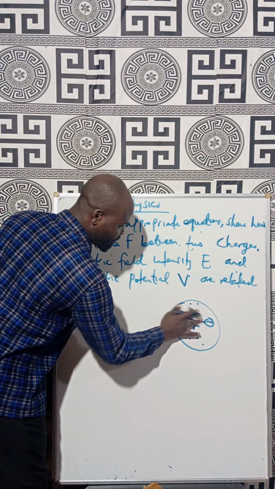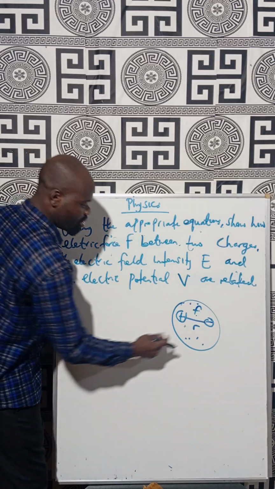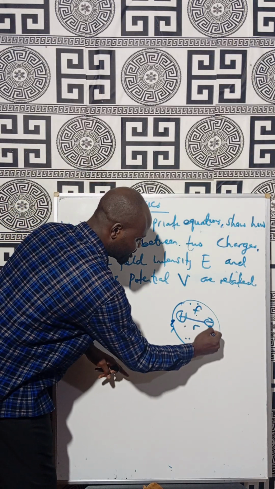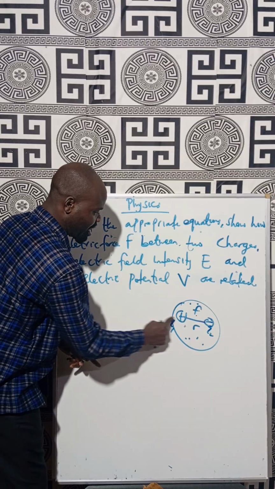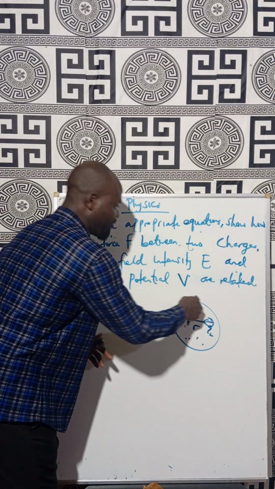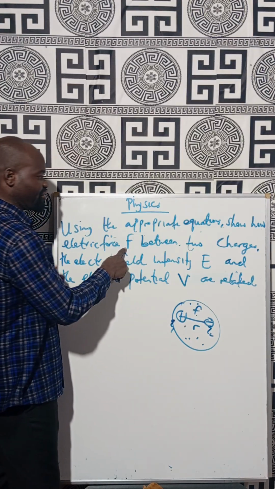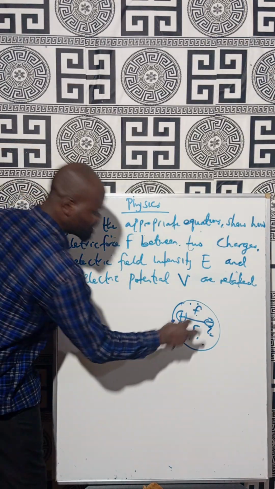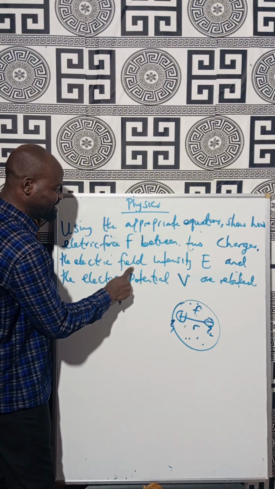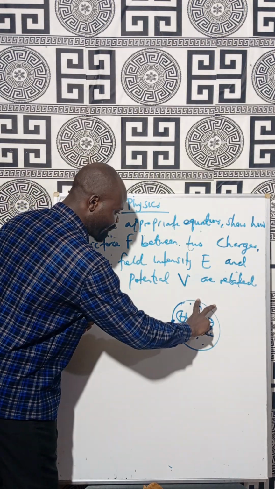So that force is F. This is the two charges. I can say the first one is Q1, the second charge is Q2. We have two charges Q1, Q2, separated by a distance R, where the force of attraction is F. Now the strength of this field is my E. It's called electric field intensity, the strength of that field.